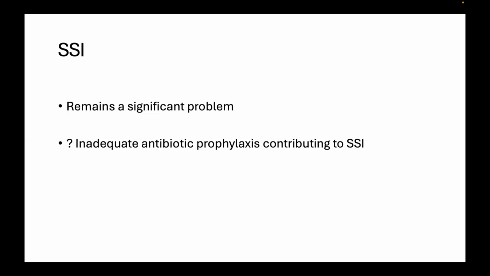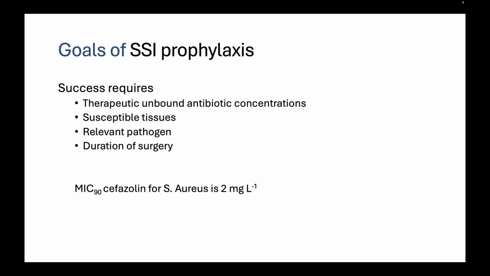So is inadequate antibiotic prophylaxis contributing to surgical site infections? And can we use our knowledge of pharmacokinetic and pharmacodynamic relationships to reduce this surgical site infection risk further? When we administer surgical site infection prophylaxis, success requires that the therapeutic unbound concentration is reached in susceptible tissues against relevant pathogens, and that's for the duration of surgery.